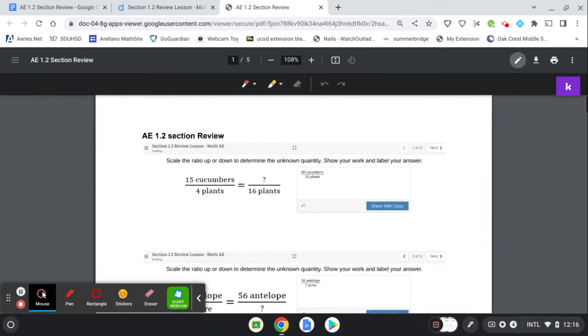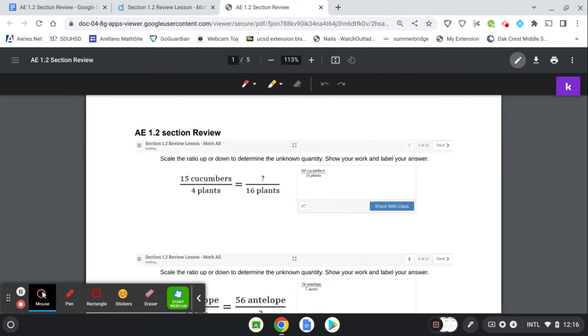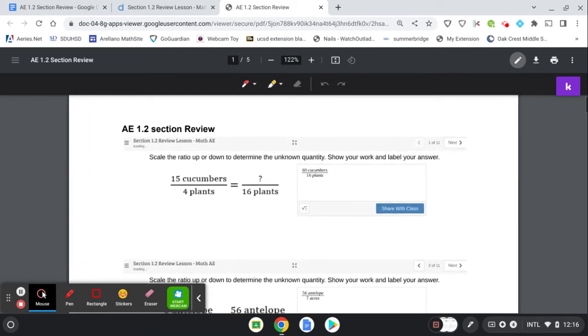Hi everyone, today you're going to do the 1.2 section review in your Desmos lesson. So if you could click on the Desmos lesson that says 1.2 section review.